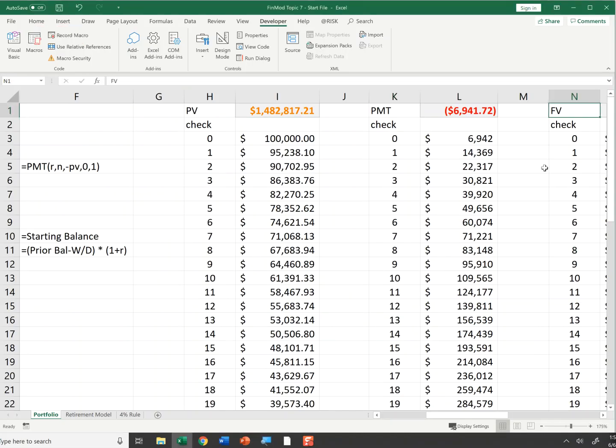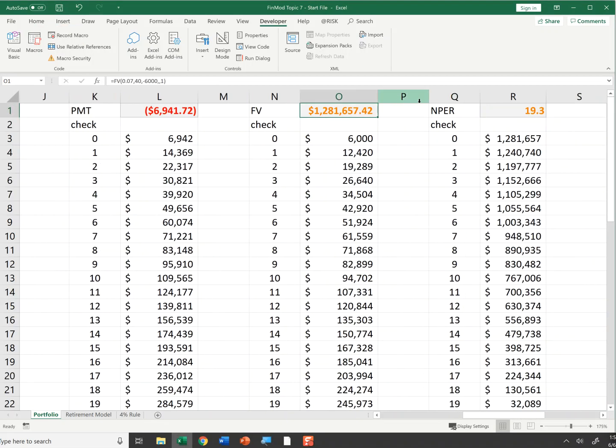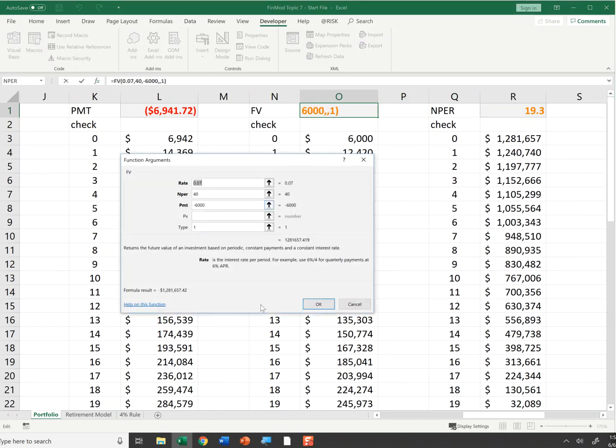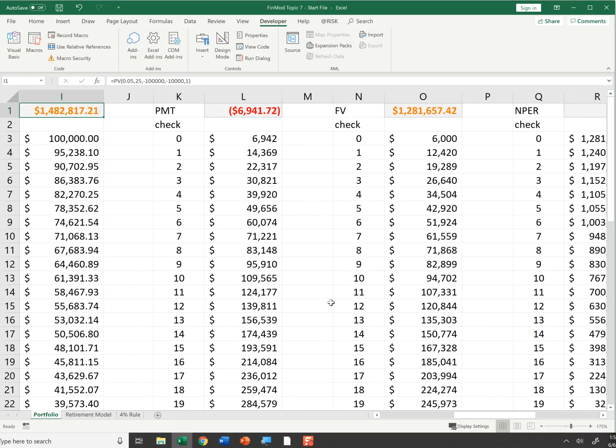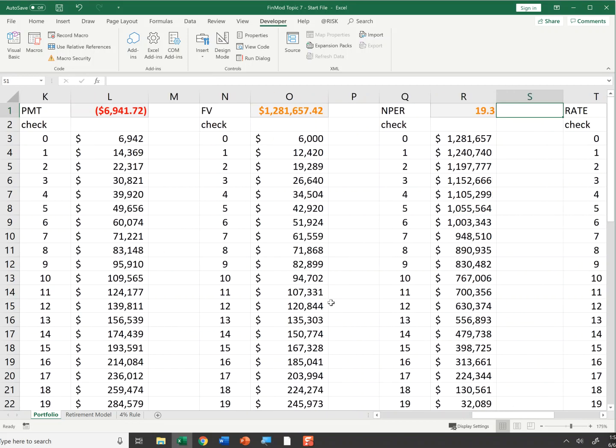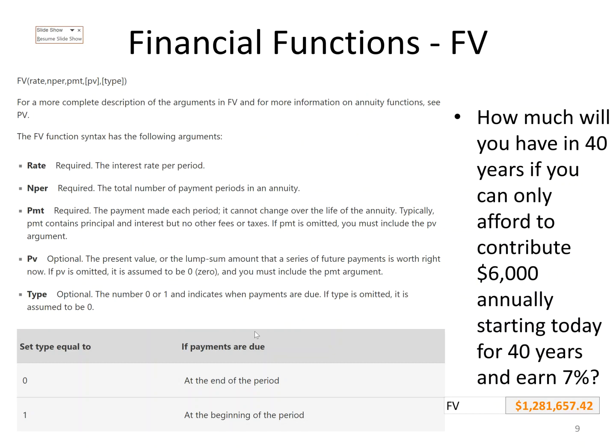If I can only contribute $6,000 as a payment starting today, I have no money saved already, for 40 years at 7%. This FV function, future value, tells me how much money I will have. I will only have $1.28 million, not $1.48 million if I contributed the higher amount. So that's the FV function.